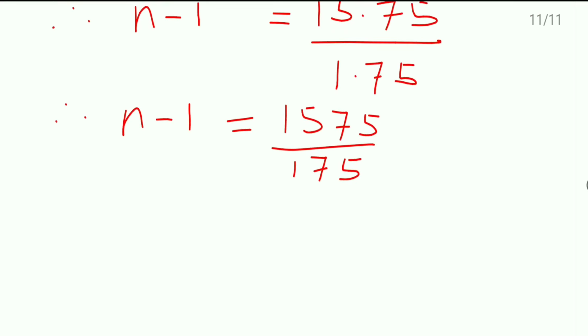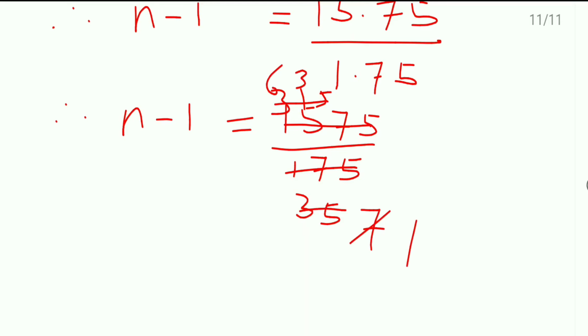Now you see here, we'll just reduce it. 5 threes are 15, 5 ones are 5, 5 fives are 25. Once again, 5 sevens are 35 and this one is 5 sixes are 30 and 5 threes are 15, 7 ones are 7 and 7 nines are 63. In this way, we are getting n minus 1, which is equal to 9.